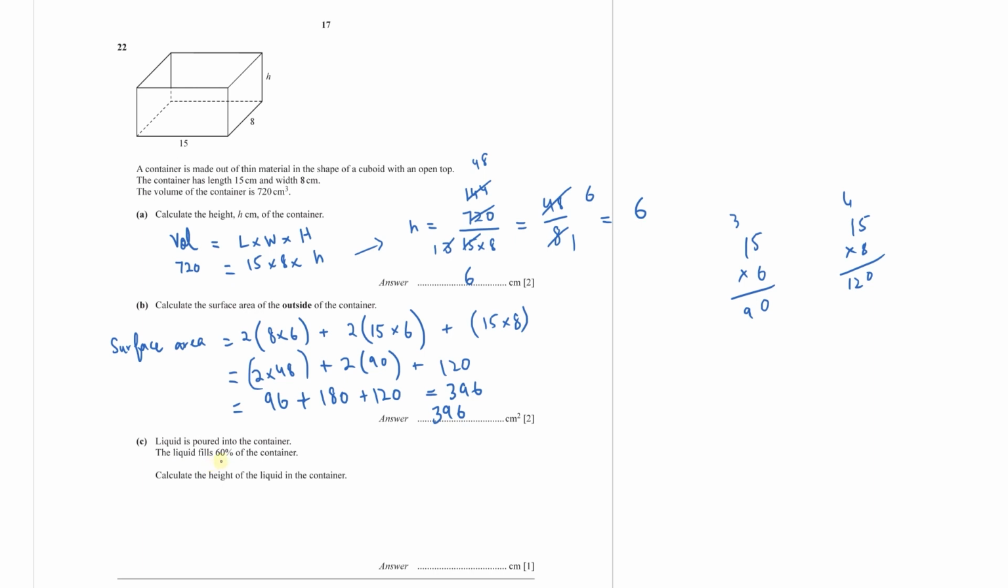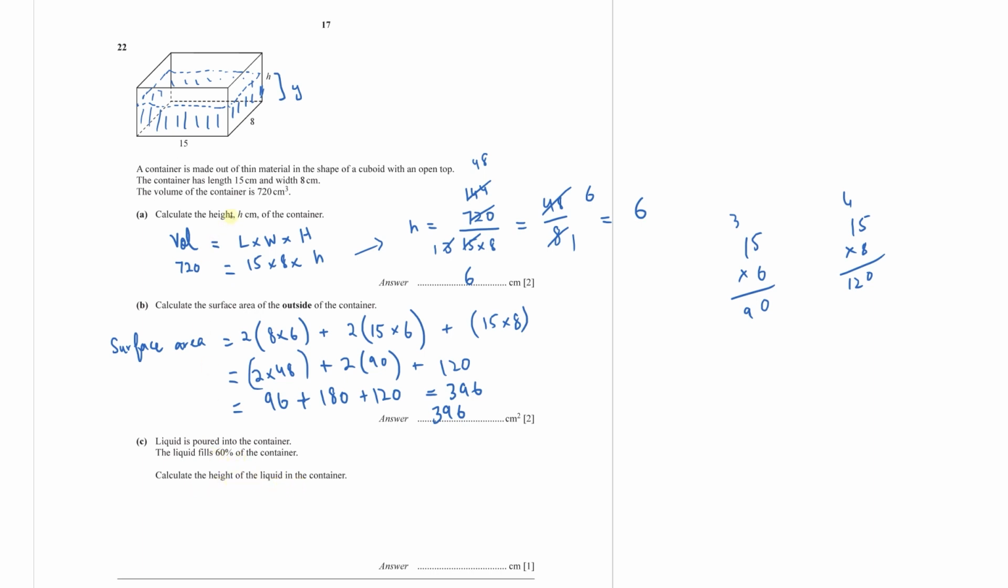Part C: liquid is poured into the container. The liquid fills 60% of the container. So let's say the liquid fills it up till here. So you have a liquid that fills up this container up till this point. Let's call this height y. The liquid fills 60% of the container. So calculate the height of the liquid in the container.